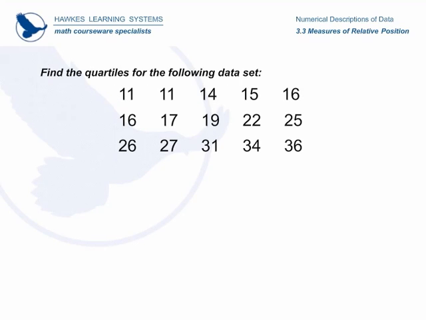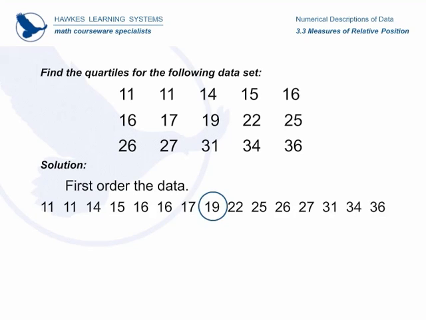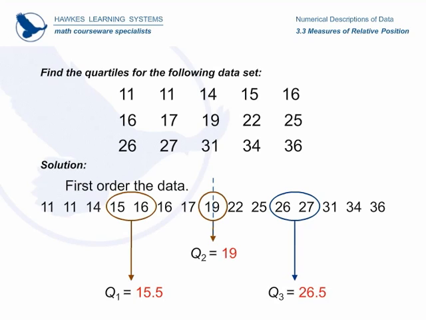Now let's take a look at another data set and find the quartiles. First, we want to order the data, so we order from smallest to largest, 11 to 36. Find our middle value, which would represent Q2, which is 19. Then find our Q1 value of the first half of the data, which would give us 15.5. And then our Q3 value, which would be the middle value in our last half of the data set, which would be 26.5.